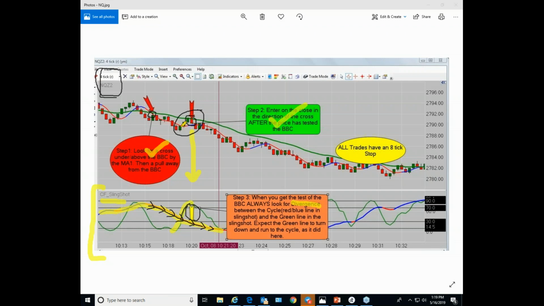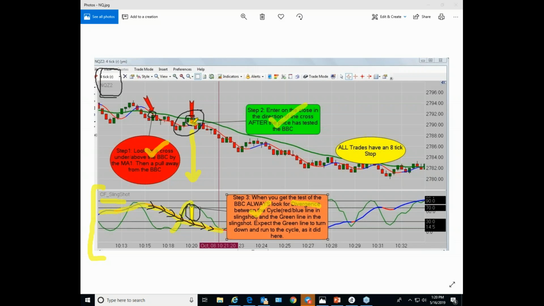Okay, this price action, which is normal, pulls back to the BBC along with the green line pulling away. That is the divergence he's talking about. So that is step 3. Once steps 1, 2, and 3 are completed, there's nothing left to do but go inside the DOM and execute.